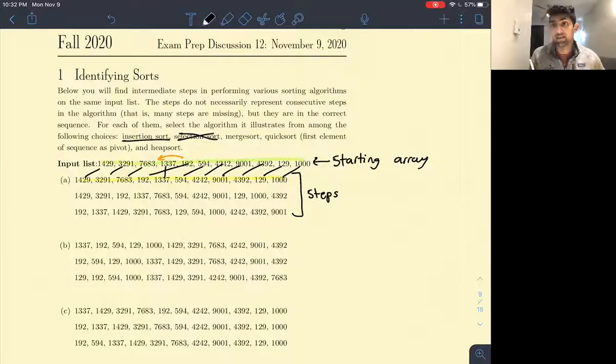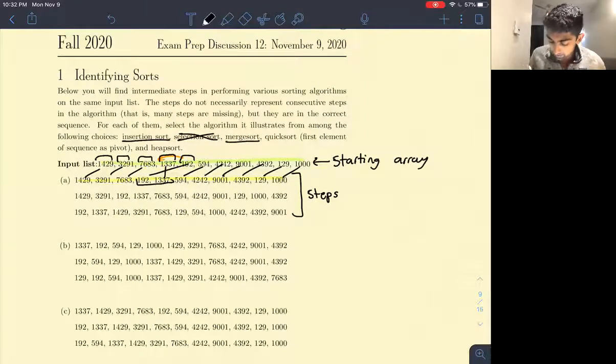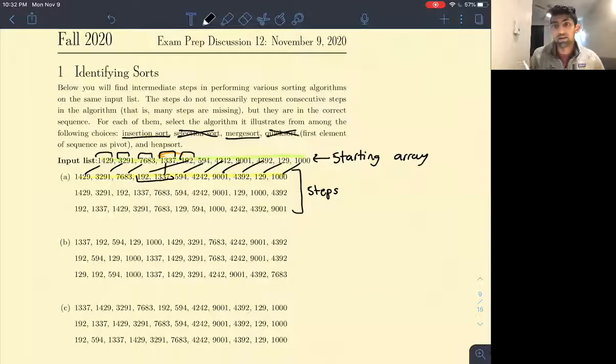Could it be merge sort? In merge sort, what happens is we break up all of these passes into lists of size 1, and then we merge them together. So we see here that it could indeed be merge sort if we're merging 1337 with 192, and then they would be sorted relative to each other like so. So it could be merge sort. Could it be quick sort? Well, it doesn't seem to be quick sort because we haven't really chosen a pivot, so I'll eliminate it for now, but I'll be cautious in the future if we ever see a pivot arise.